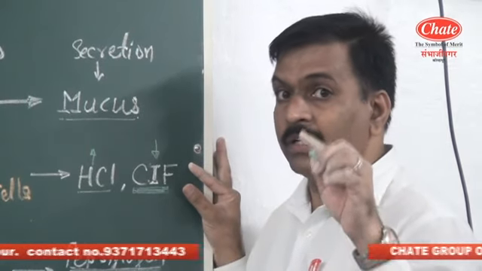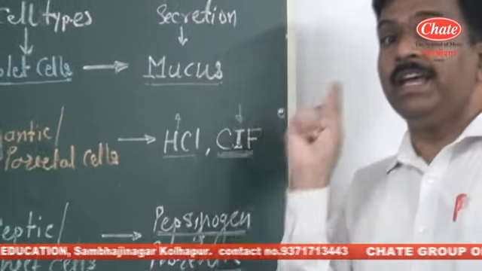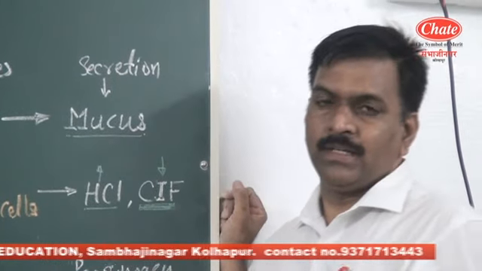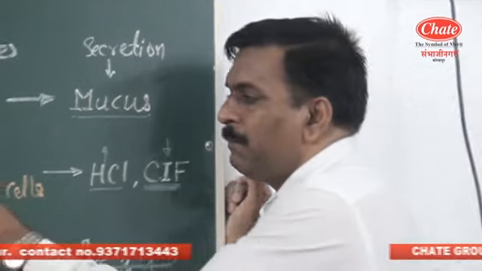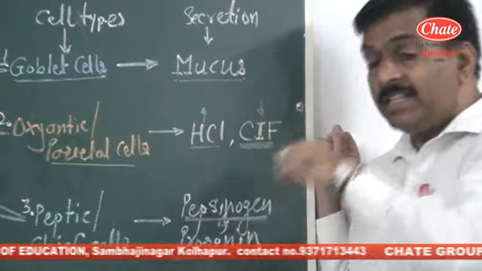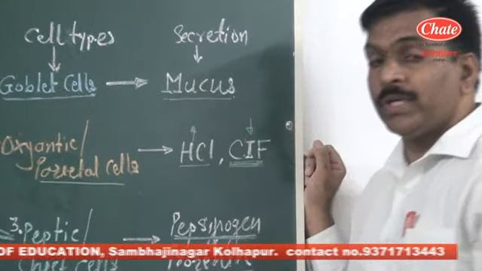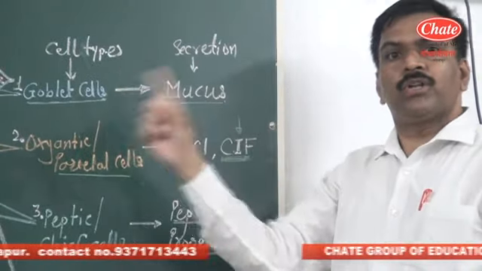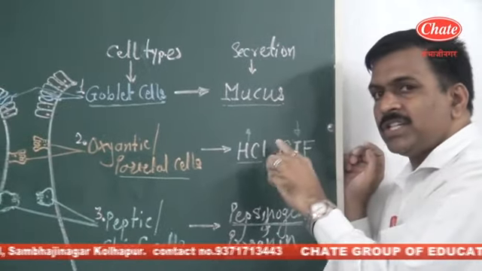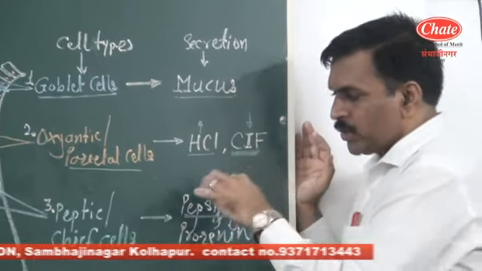Last year a question was asked on this. Which of the following cells of gastric gland is indirectly related with the formation and absorption of erythrocytes? The answer is the parietal cells, because parietal cells secrete the CIF, castle intrinsic factor. This castle intrinsic factor is responsible for absorption of vitamin B12. The vitamin B12 is responsible for the formation and maturation of RBCs. So this is the condition.